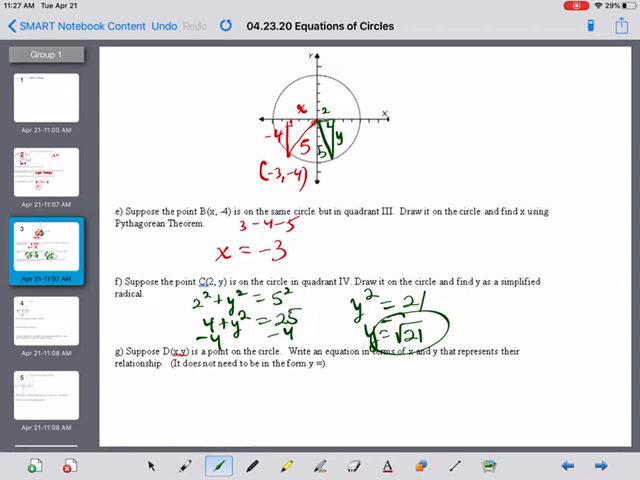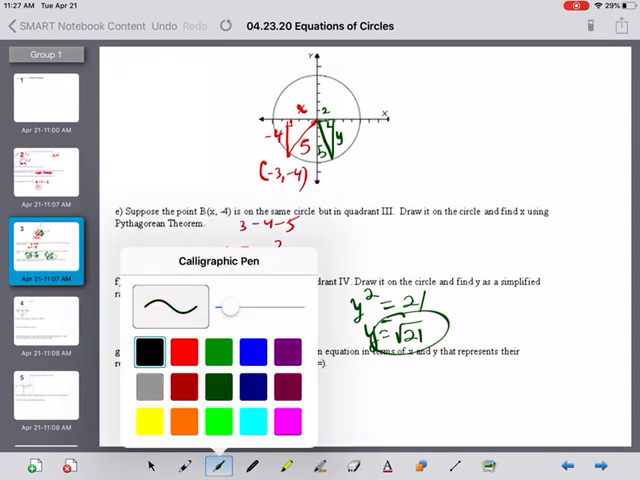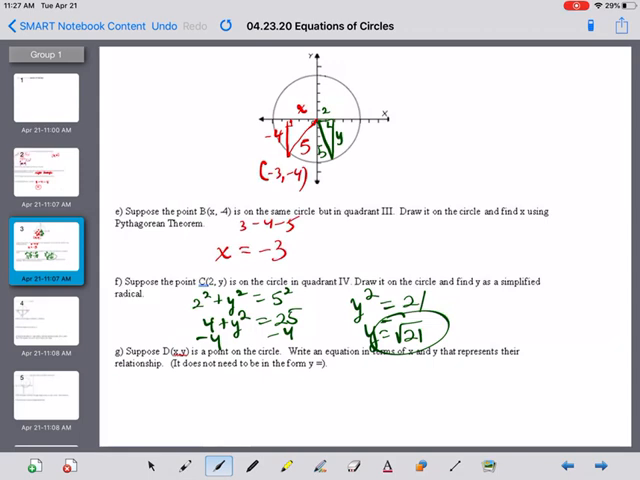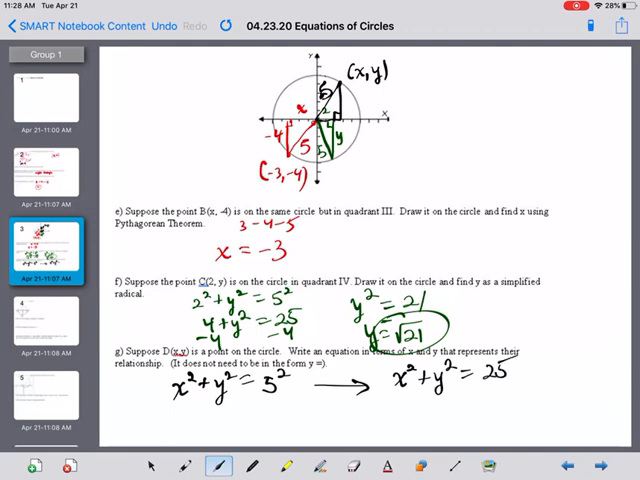Now suppose (x, y) is a point on the circle. Write an equation in terms of x and y that represents their relationship. You just pick a random point. We're going to call it (x, y). And then here's the radius. So you're going to say x squared plus y squared equals, the radius is still 5, so I should leave that in there, 5 squared. That's the relationship. So the equation of the circle is x squared plus y squared equals 25. And that's how we're going to leave it.